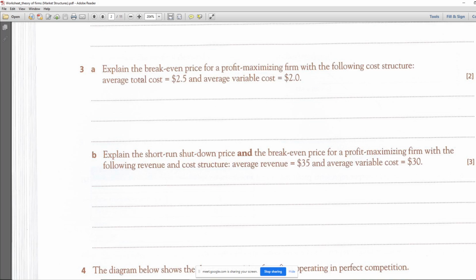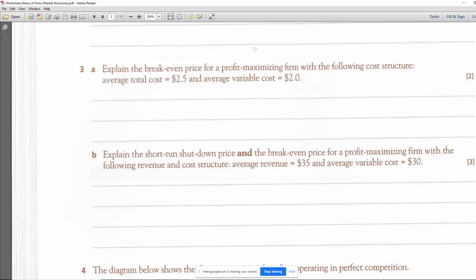Number 3: explain the break-even price for a profit maximizing firm with the following cost structure. You have average total cost, that is 2.5, and the average variable cost, that is $2. If this is the only information that you can get from the question, what do you think? What is the break-even price here?